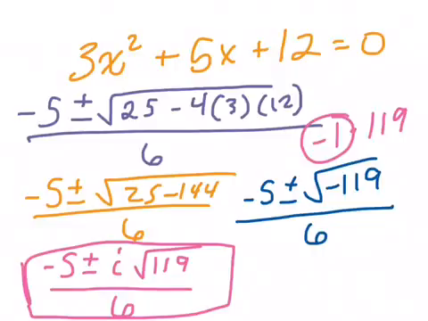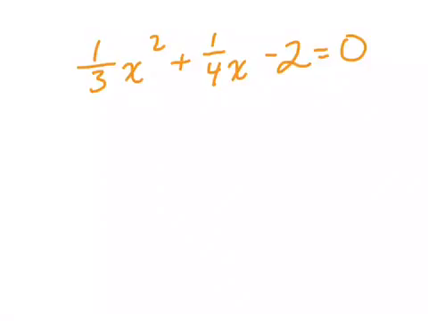And with the 6 down here, there's nothing really to simplify. 5's not divisible by 6, and we haven't pulled anything other than an i out of this. So this is our solution here. Sometimes when the solutions are complex, we actually end up with less arithmetic, which can kind of make it a little easier. All right, so for the last example, we're going to look at, this one has fractions.